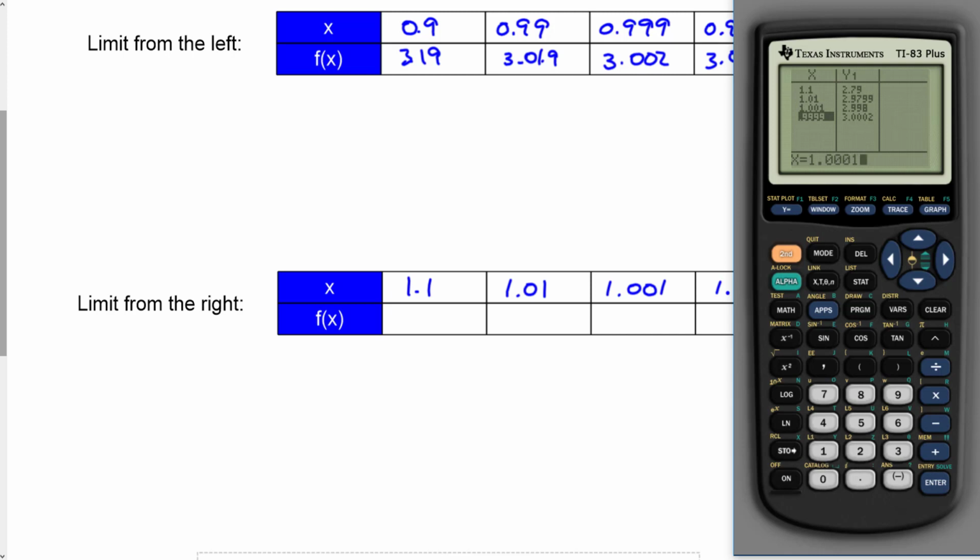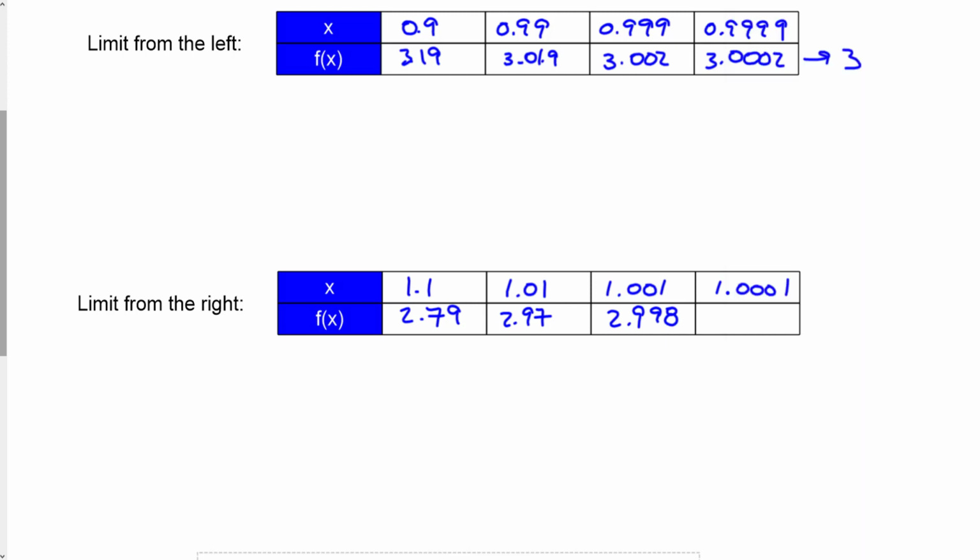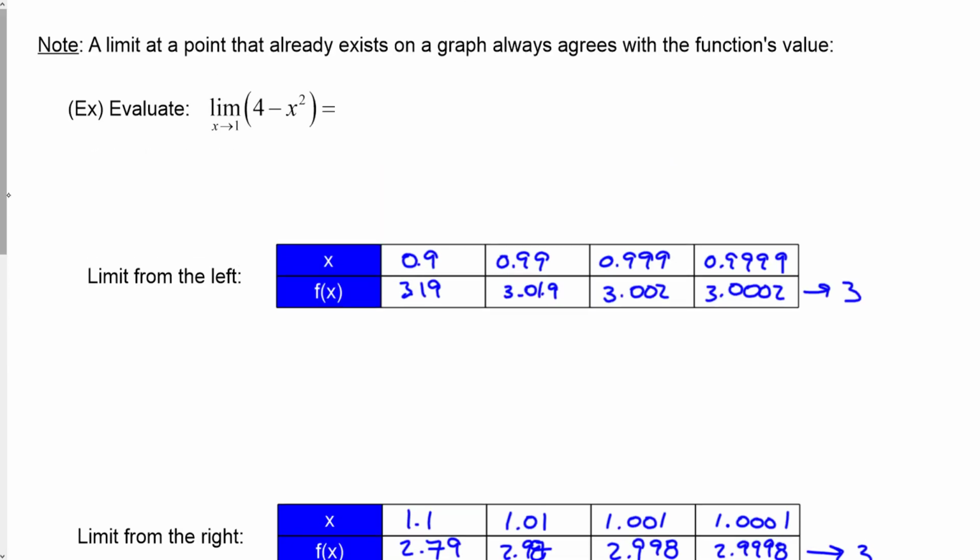And note that those are approaching 3. So 2.79, 2.97, I guess technically 2.98, but that's okay. 2.998, and then 2.9998. All right, so anyway, these are also approaching 3. So the limit from the left and the limit from the right agree with one another. So that limit is 3.